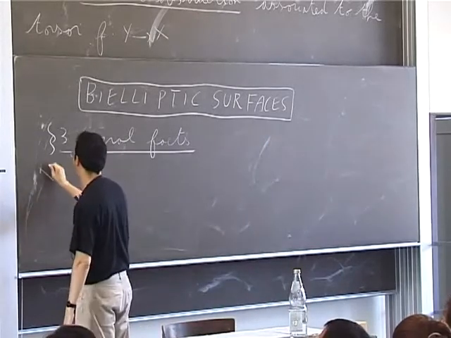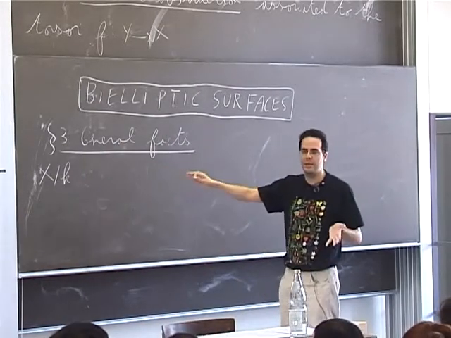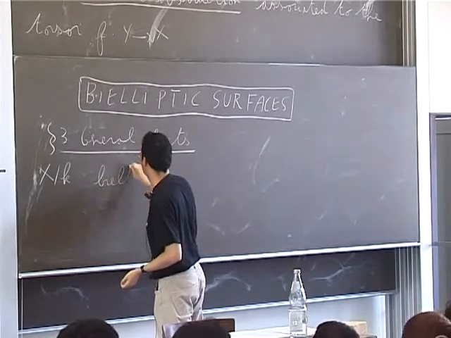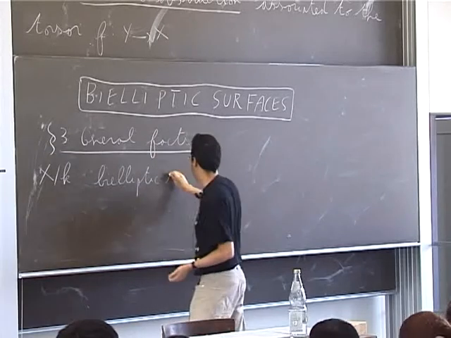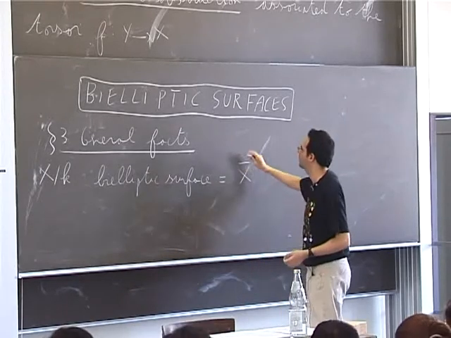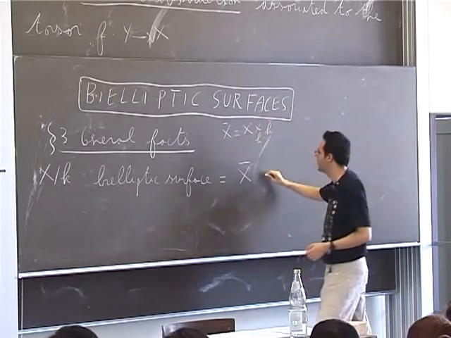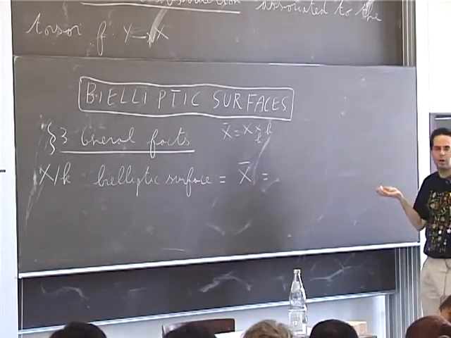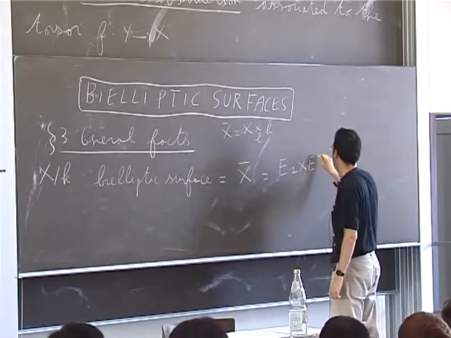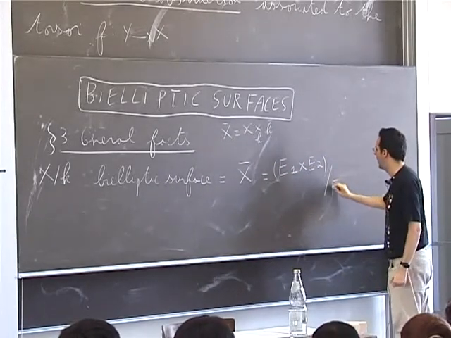So consider X over k. When I say that X is a bielliptic surface, this means that it is a bielliptic surface over k bar. So what does it mean? If I take X bar, X over k bar, so geometrically, X is an étale quotient of the product of two elliptic curves, E1 cross E2 modulo a finite group F.